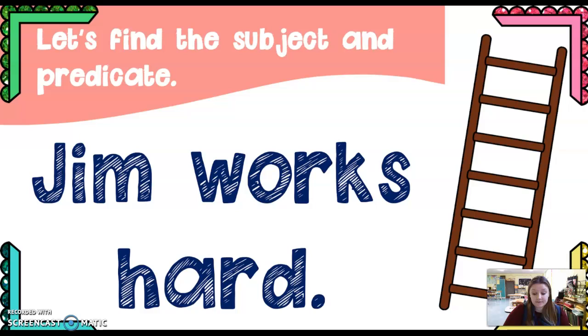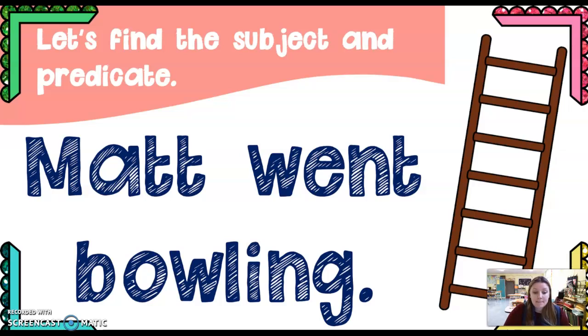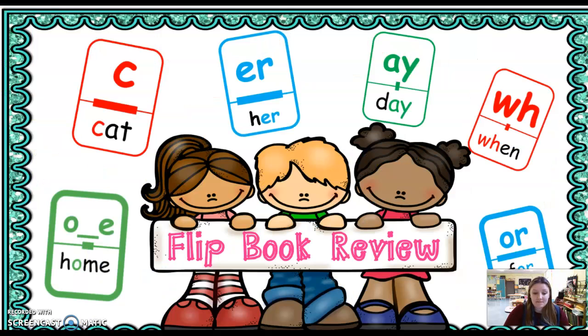Jim works hard. Who's my subject? Who is it about? It's about Jim. And what does Jim do? He works hard. So ask yourself, who is the subject of your sentence? And what is your subject doing in the sentence? Matt went bowling. Who's my subject? Matt. And what did Matt do in my sentence? He went bowling. Good. Went bowling would be my predicate. Excellent.